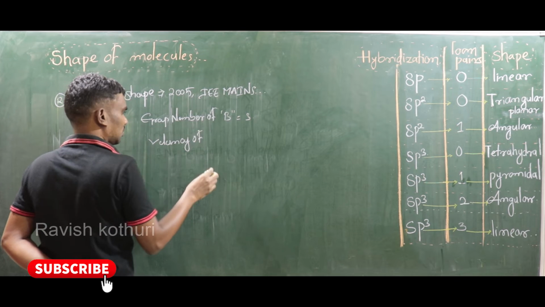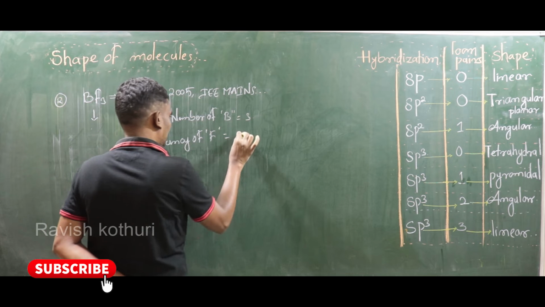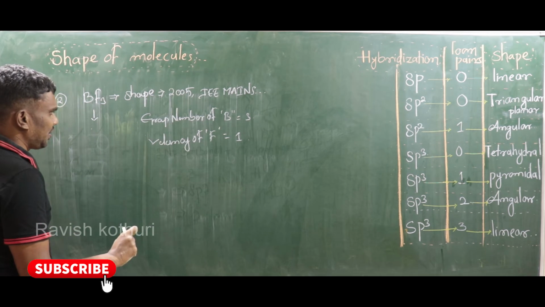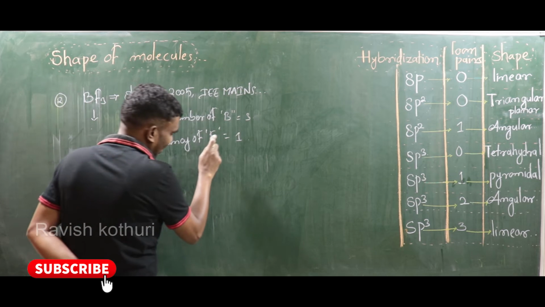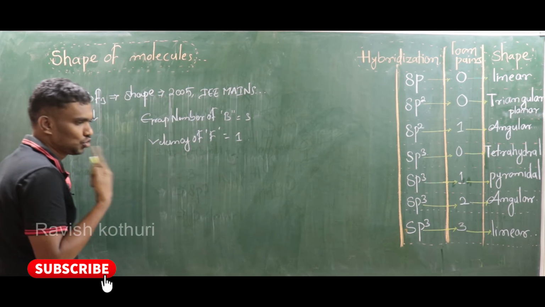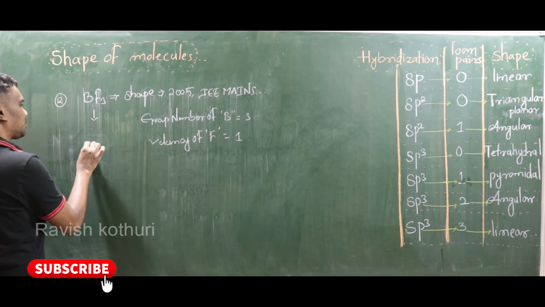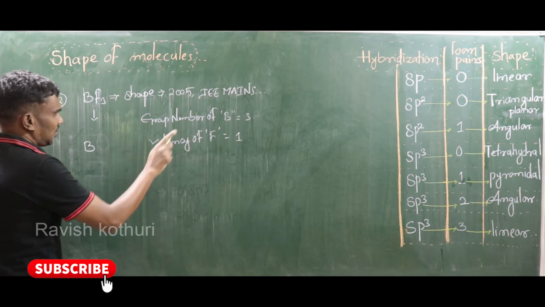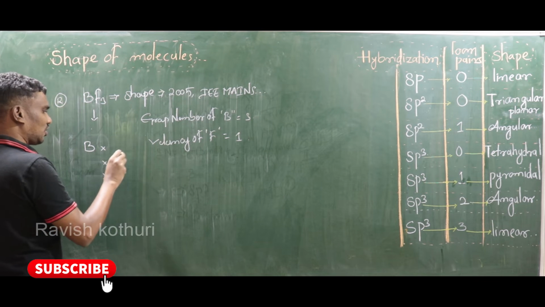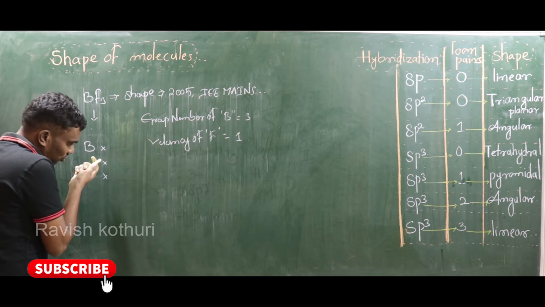Now what about the fluorine valency? Valency of fluorine, what? 1. Valency means what? Combining capacity. Once again I repeat, valency means combining capacity. Valency 1 means it makes only single bond. If valency 2, it makes double bond. That's all. Now here the boron group number is 3, so 3 valence electrons are present. First electron, second electron, third electron.